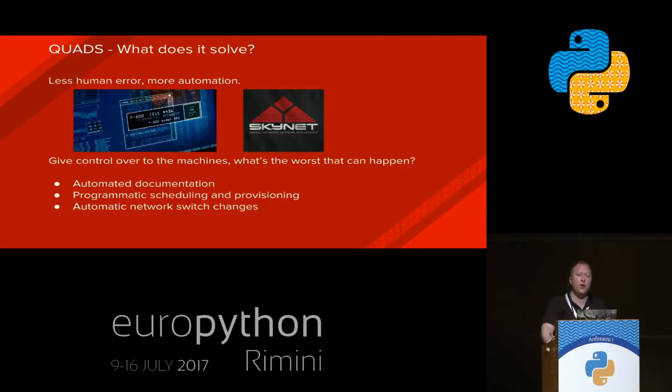So what are the other things that we solve when we automate things? There's less human error. That's good with more automation. And to a certain extent, you can kind of give control over to the machines, because what's the worst that's going to happen at that point?